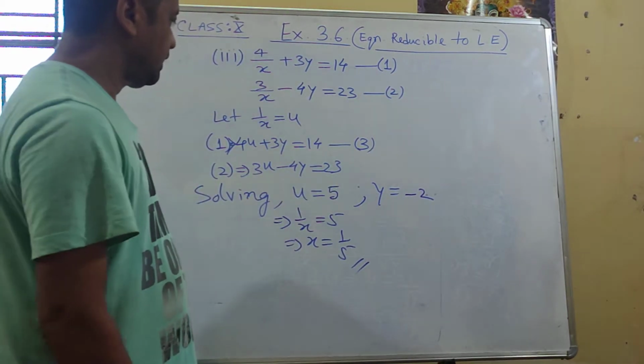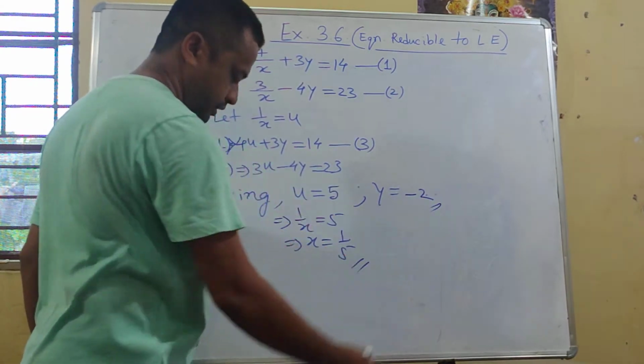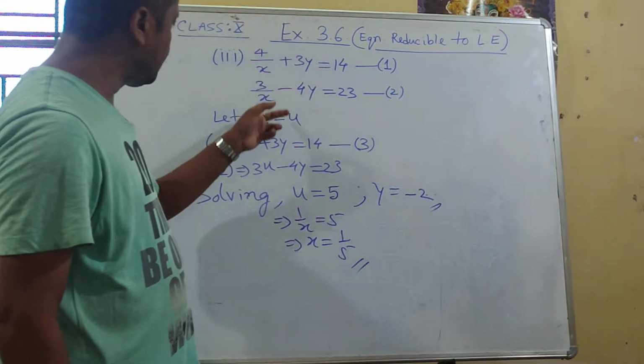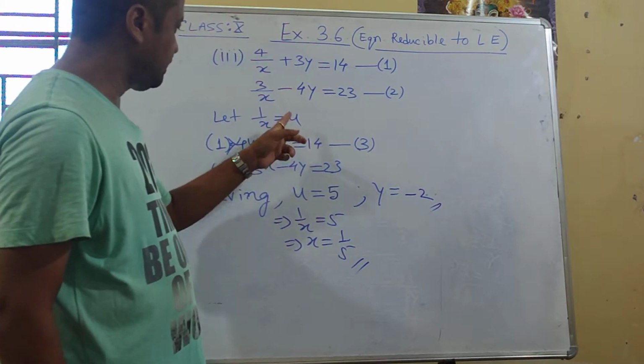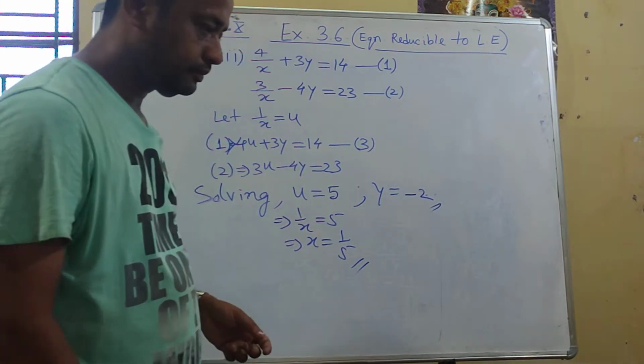It is enough. y is already obtained in the first step. So here only one dummy variable is used, that is u only, instead of 1 by x.